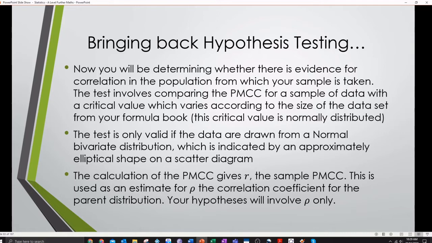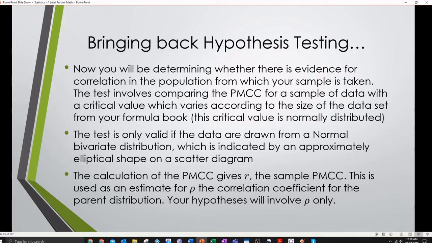Now this is different from comparing a probability value, okay? Because what you actually do is the opposite. If I've got a probability and I'm comparing it at, say, the 5% level, if my probability is less than my significance level, then I will reject H0. Here, if my value is bigger than my critical value, then I reject H0. So it's the opposite way around.